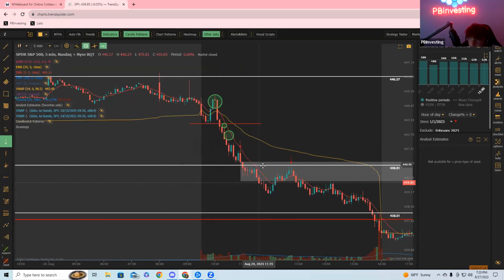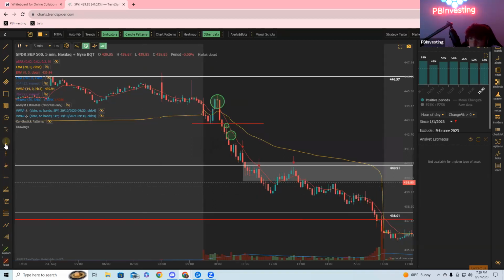And then we retest it again before creating new lows. And then we retest it again. But the only problem this time is we get a 5-minute close over. So we're taking a loss on this trade. Whatever, all good. And then again, right here, we're buying some more puts at 441.